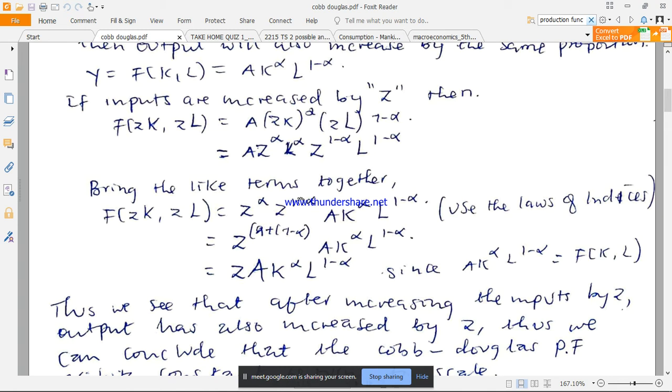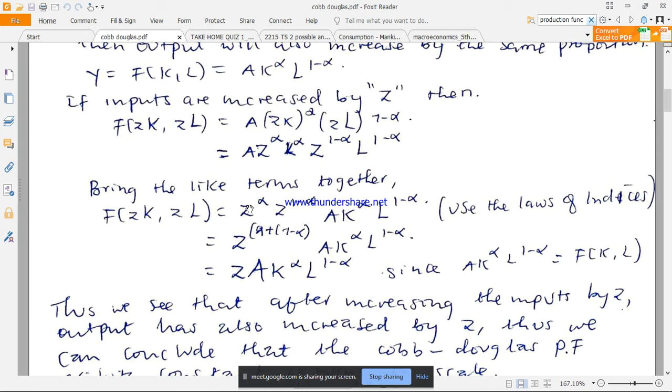Okay, so what I've done here is just collecting the like terms together. The reason why I'm doing all this is to use the laws of indices. But if you're sharp enough, you can see that this z and that z have the same bases, which are the z's. So you wouldn't even need to go through this process. All you can do is maintain the z and add the exponents, so that you come to this step.